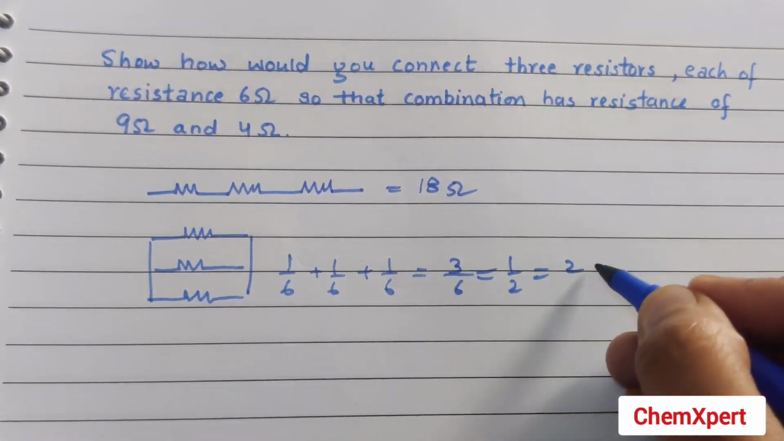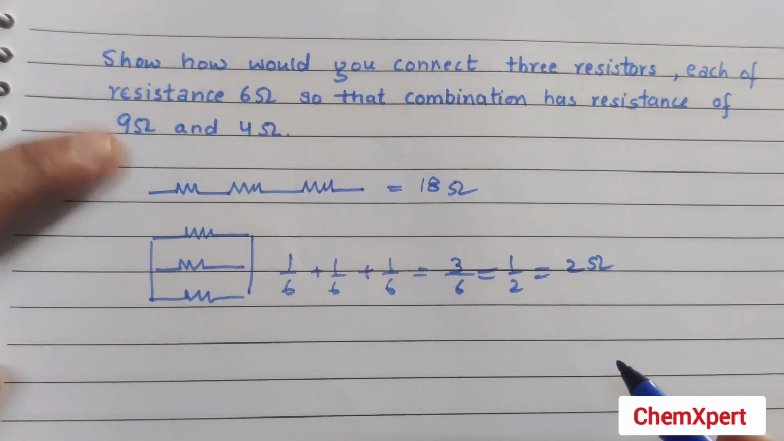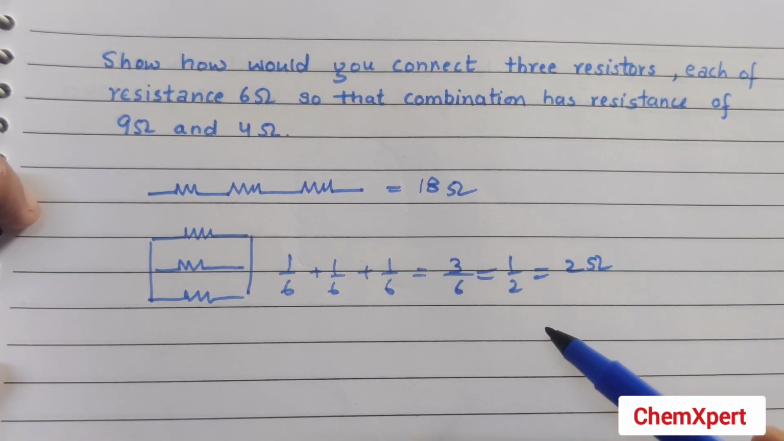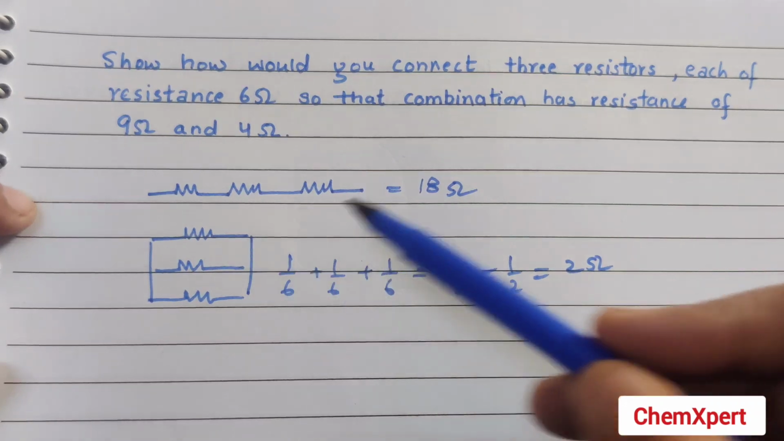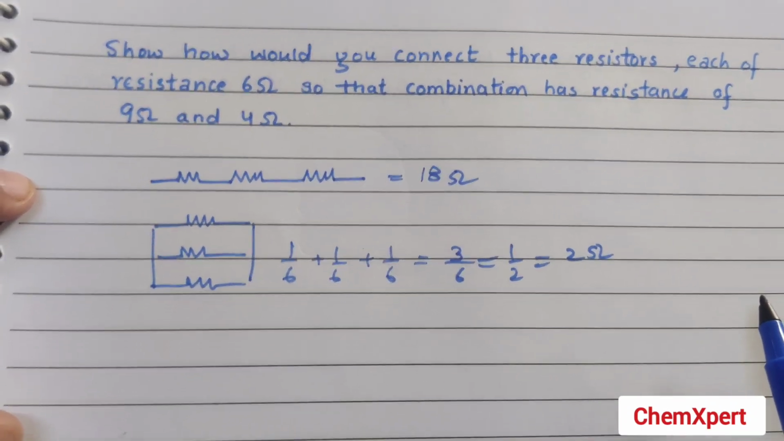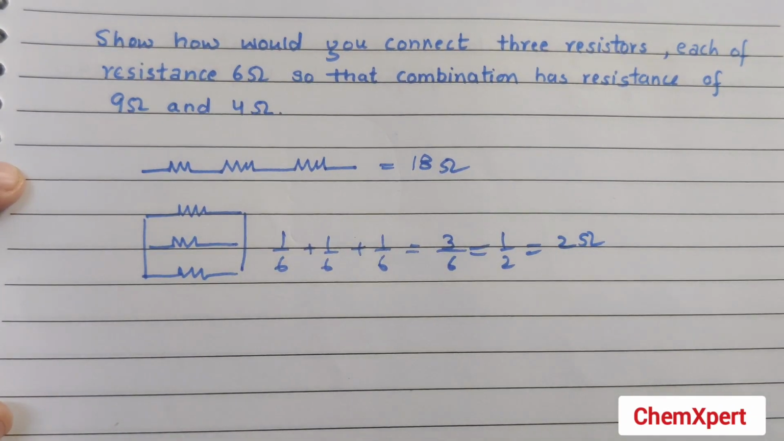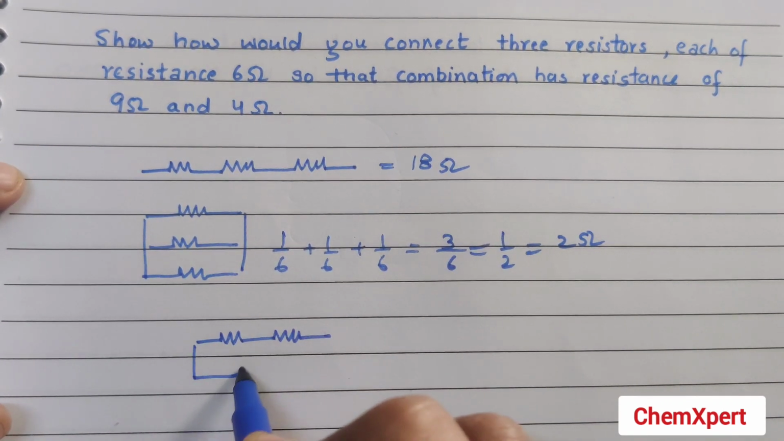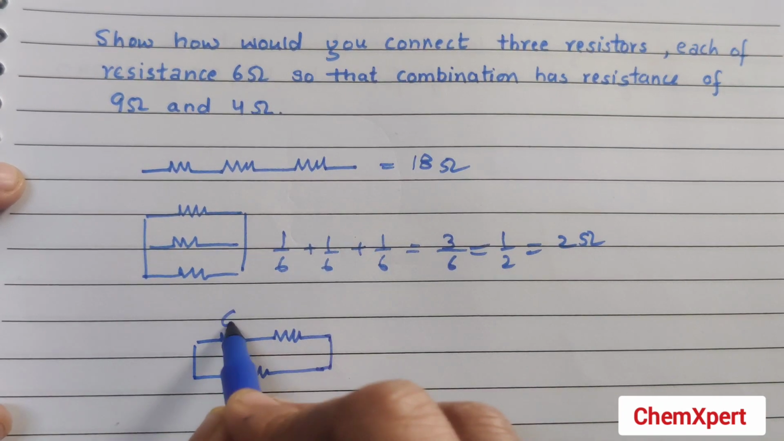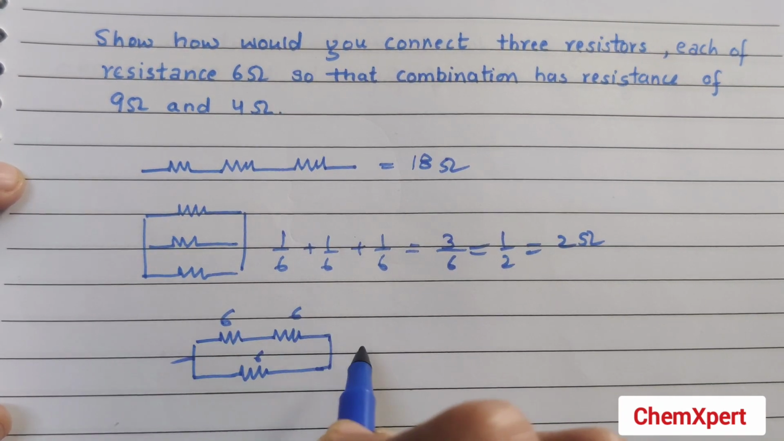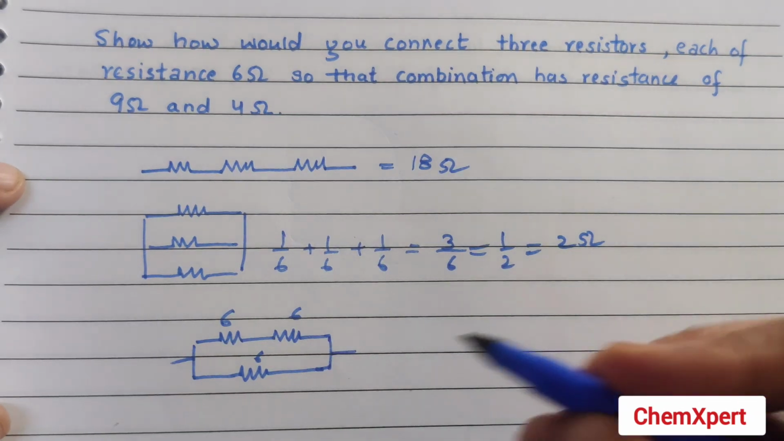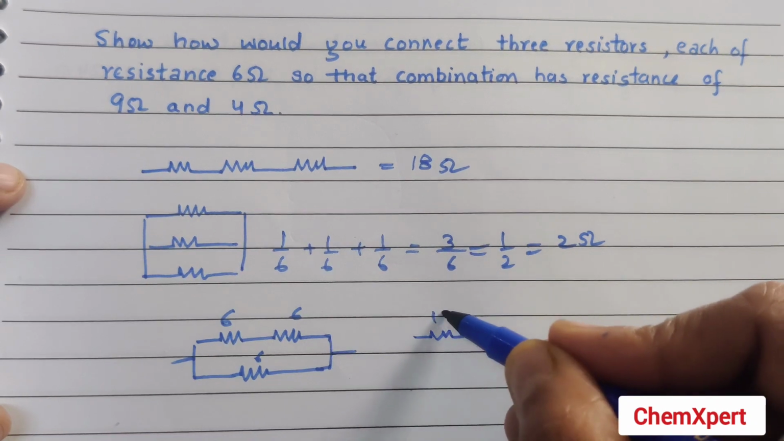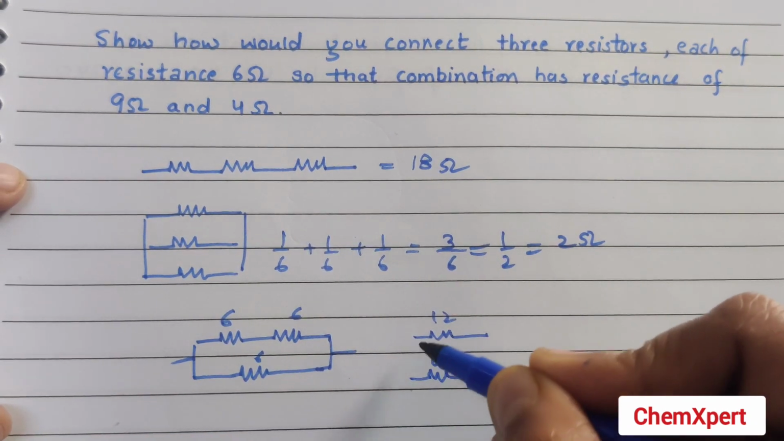So in both the cases, what do we have? We want 9 ohm and 4 ohm, but in these two cases we are getting higher or lesser values. So now we have to rearrange these. Two combinations can be possible: two are in series and one is in parallel here. So 6 ohm, 6 ohm and 6 ohm. Now just find out the net resistance here. For the series it will be 12, just like this, and the lower one will be 6.